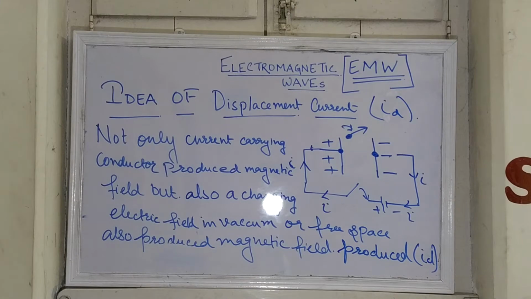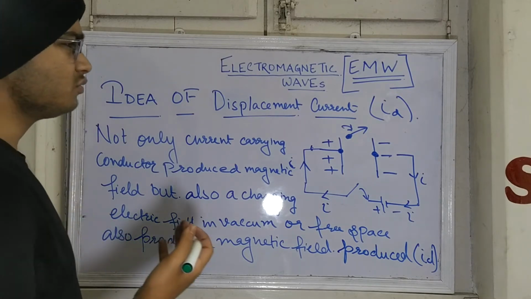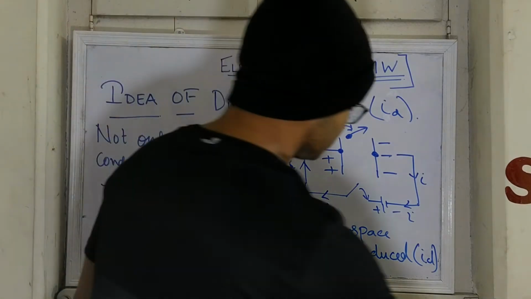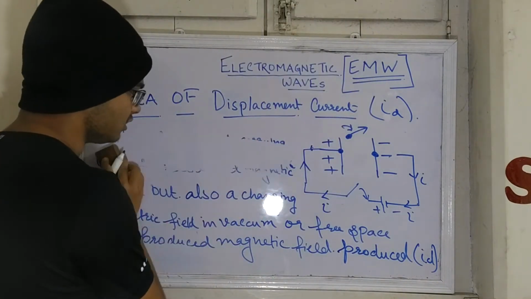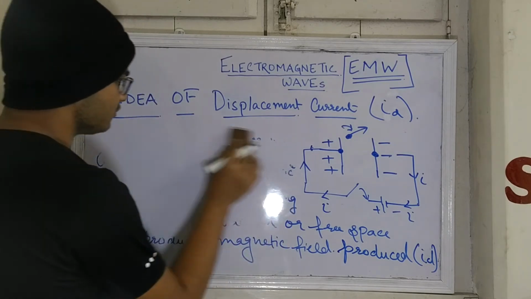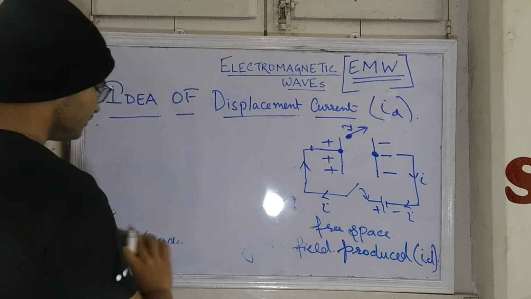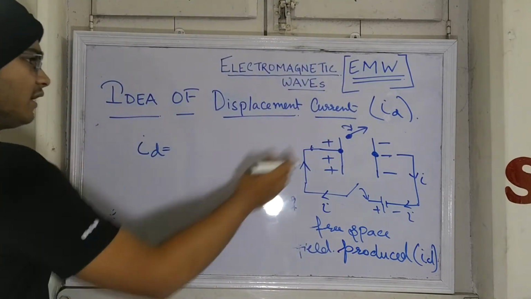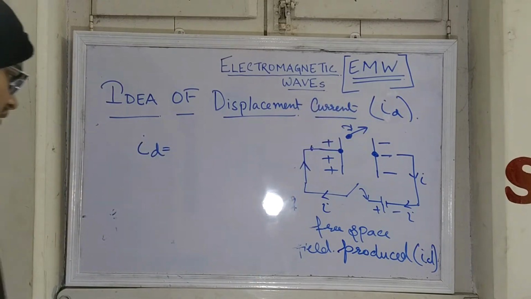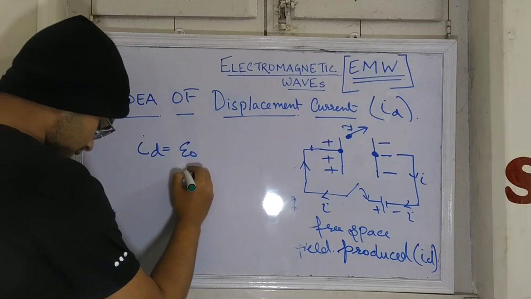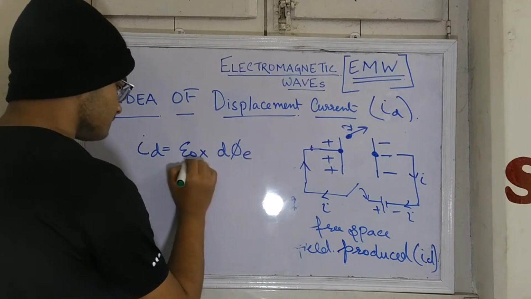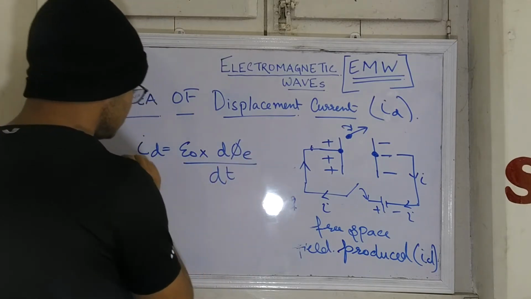Now, what is the expression of the displacement current? Expression means how to mathematically find the relation for this displacement current. So Maxwell, by plotting equations and doing a lot of research work, came to the conclusion that this ID is the displacement current. This ID is equal to epsilon naught into d phi e by dt.